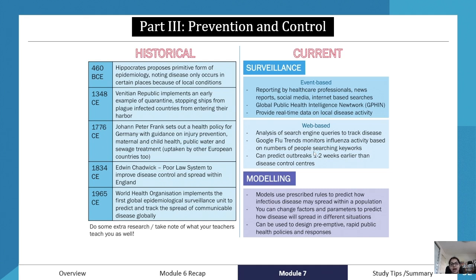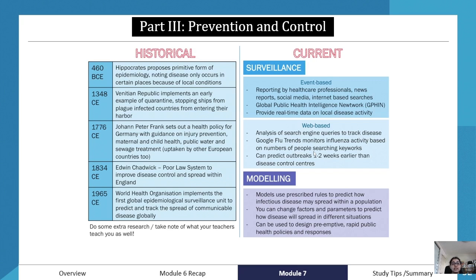that is then obviously developed upon from 460 BCE all the way to 1965, when the World Health Organization implements the first global epidemiological surveillance unit to predict and track the spread of communicable diseases globally. Obviously this table does not go into a lot of detail. I would definitely recommend for you to research a bit more, but it gives you a good idea of that development over time. There's so much more going on, you can add on to it.